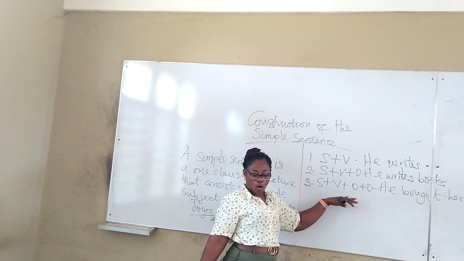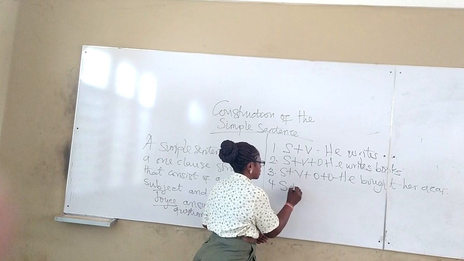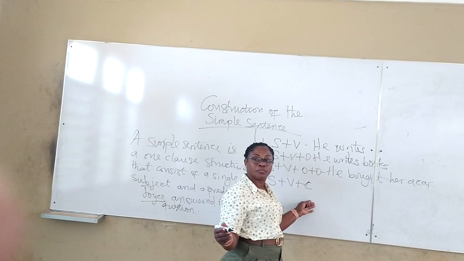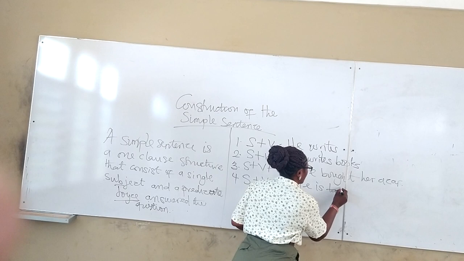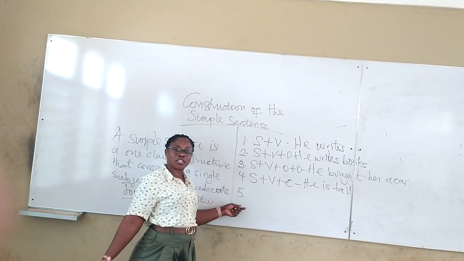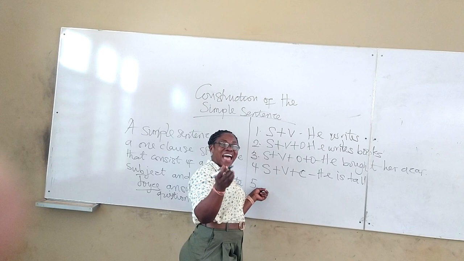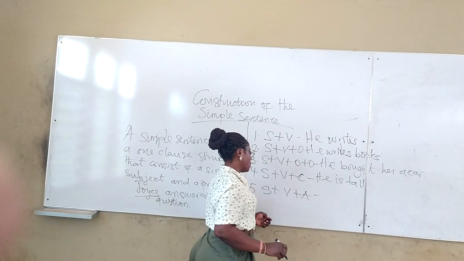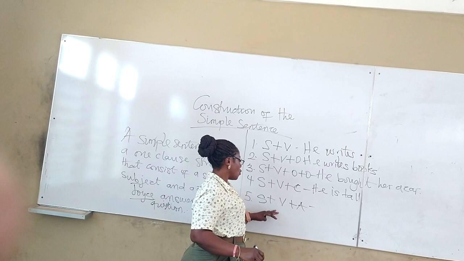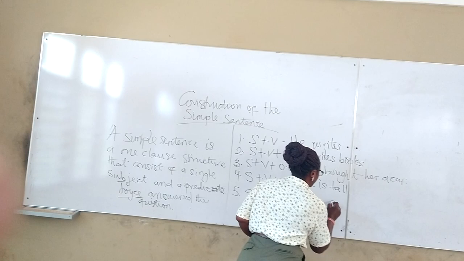Now the next one is the fourth one, subject plus verb plus complement. Example, he is tall. Very good. Now let's move on to the last formation, and then we have subject plus verb plus adverb. Now this structure will give us the formation for the last one. And so we say, she sings beautifully.